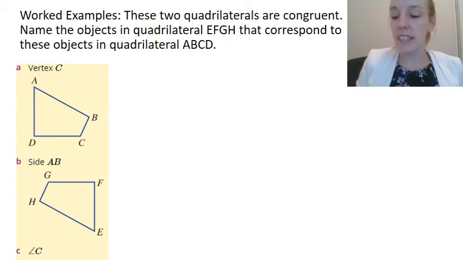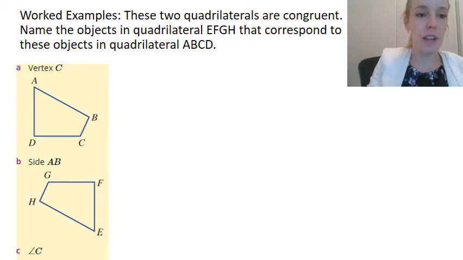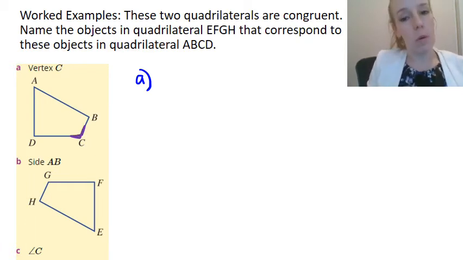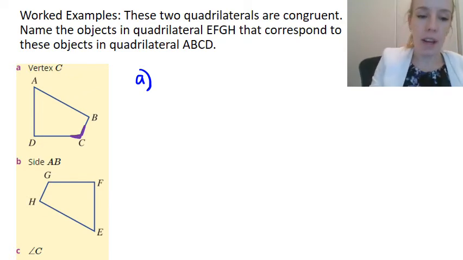Okay, so for our worked examples, what we have to do here is we have 2 quadrilaterals that are congruent, and we have to name the objects in the quadrilateral E, F, G, H that correspond to the objects in the quadrilateral A, B, C, D. So the first one, A, we've got the vertex C. So we're looking here at C. We have to see which parts on this one down the bottom, so on our quadrilateral E, F, G, H, which one corresponds to that. So we can look there, it's connected to a small side and a slightly longer side, and it's a wide-ish angle, so we can see that that actually corresponds to G.